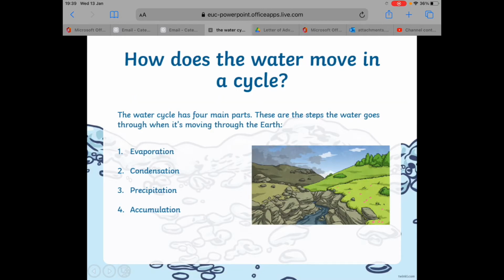How does water move in a cycle? Well, it's got 4 main parts, as I said, the steps that the water goes through, and the 4 main processes are evaporation, condensation, precipitation and accumulation. So let's have a look at those. They're all 4 very, very long words. Let's have a look at those in some detail.